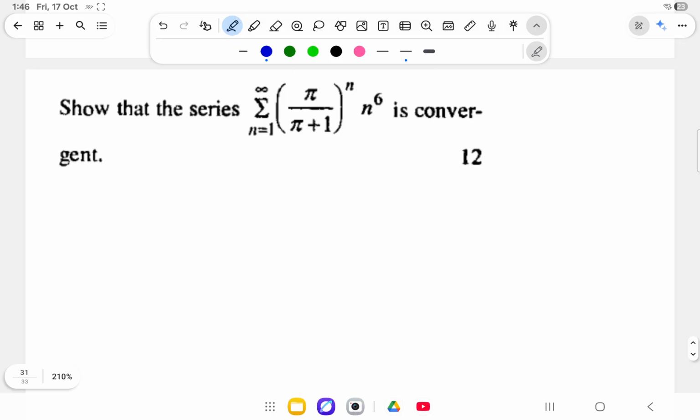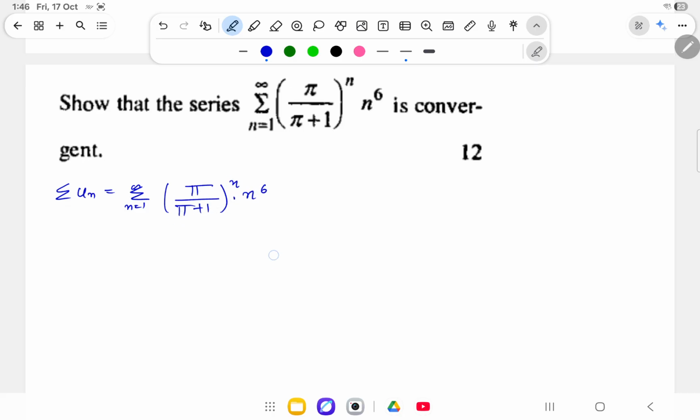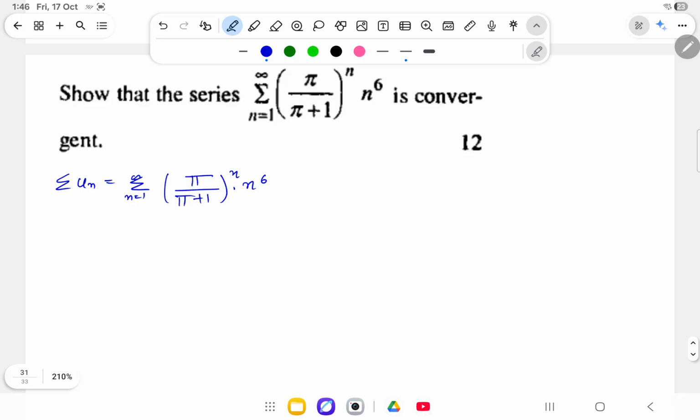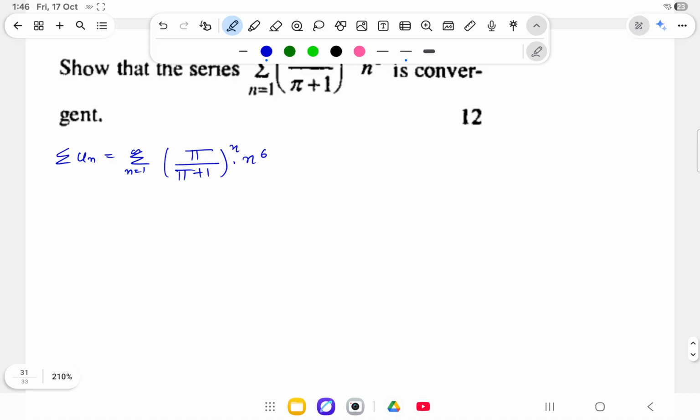next question. The next question says: show that the given series is convergent. The series that is given to us is summation un, equal to summation n equals 1 to infinity, pi divided by pi plus 1, raised to n, times n raised to 6. So we are supposed to show that it is convergent. The first test that comes to our mind is basically the ratio test. So let's just use that.